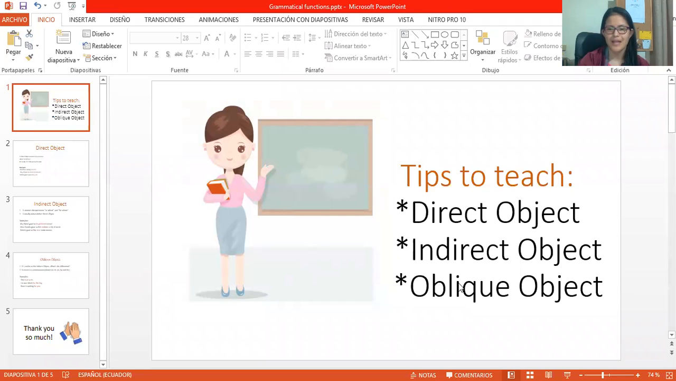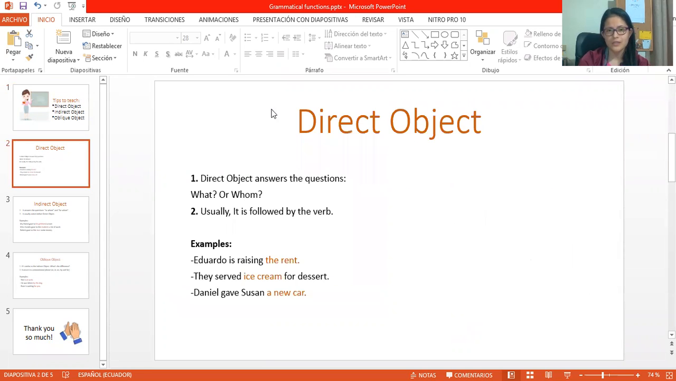Hi guys, I am Anita Leon and today we're going to talk about tips to teach direct object, indirect object and oblique object. If you are an English teacher, these tips will give you some ideas to teach this in an easy way. So let's start.